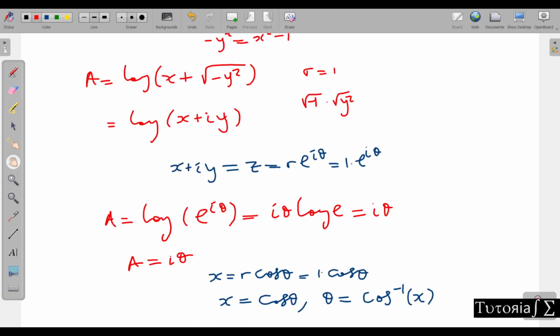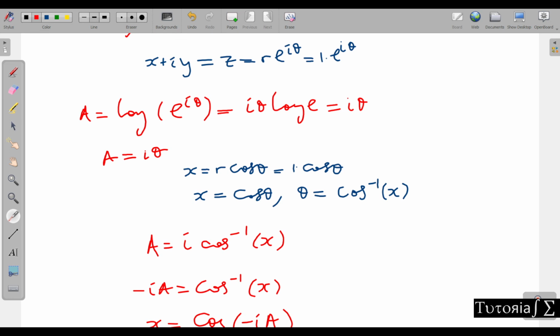Then here we just started simplifying. This is equal to z, which is just in polar form r e to the i theta, but r is 1. We change where there is x plus iy, we put this, which gave us this. So we're saying a is equal to this, and we use log properties. The power can be dropped, then you remain with log of the base. Then log of e to base e is just 1, so you're going to remain with i theta. So a is equal to i theta.